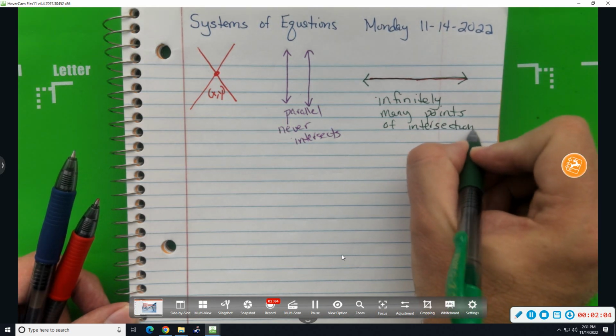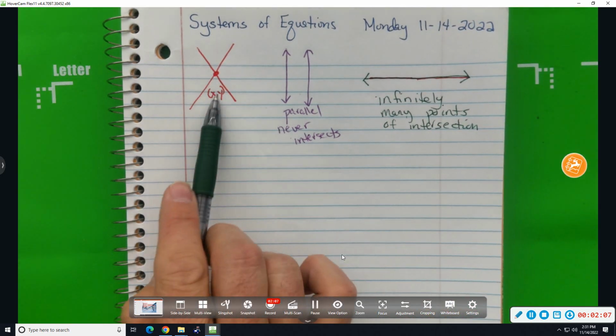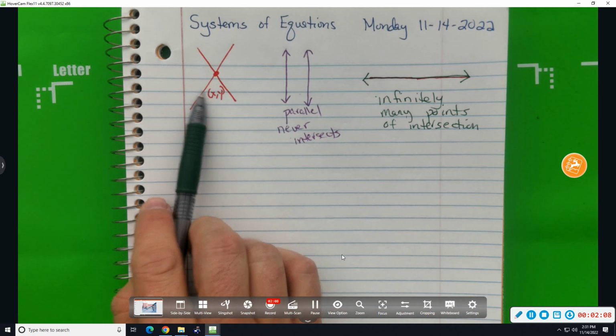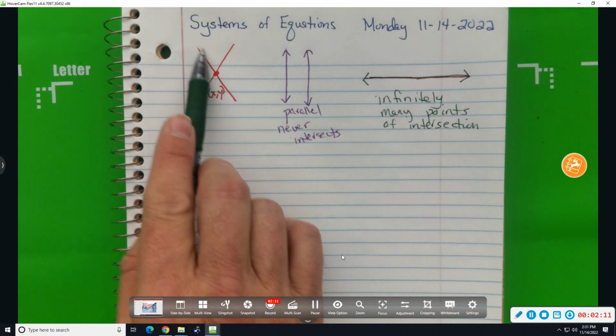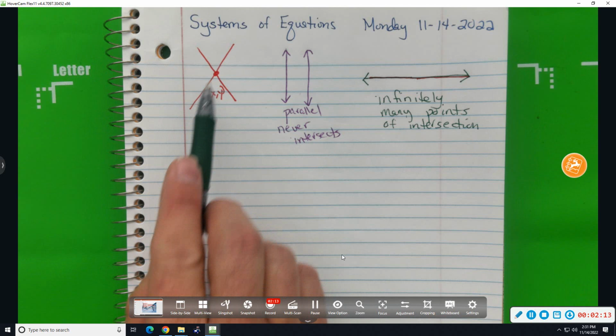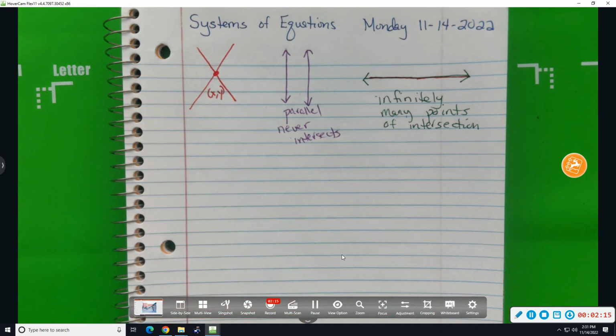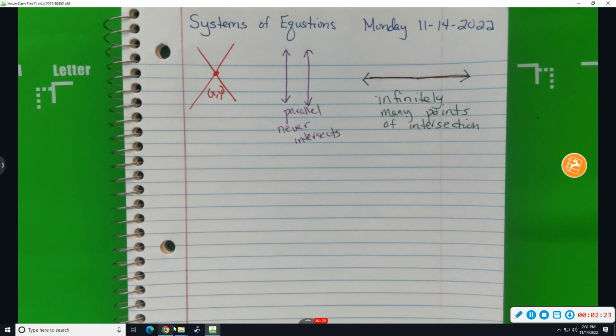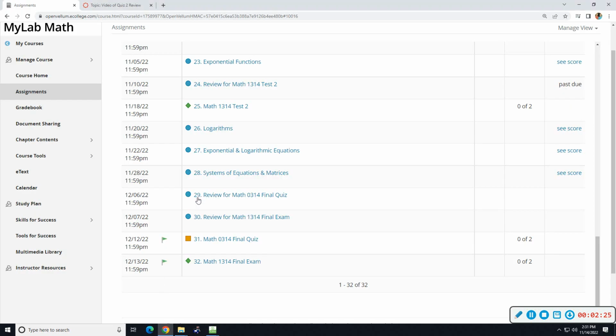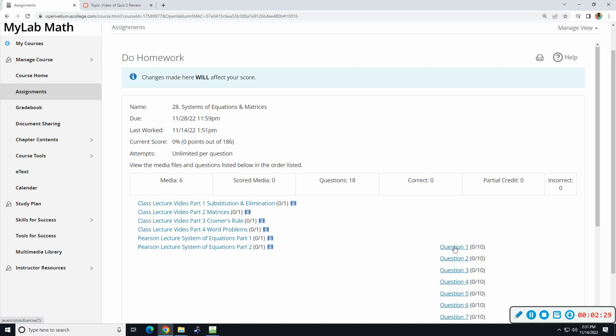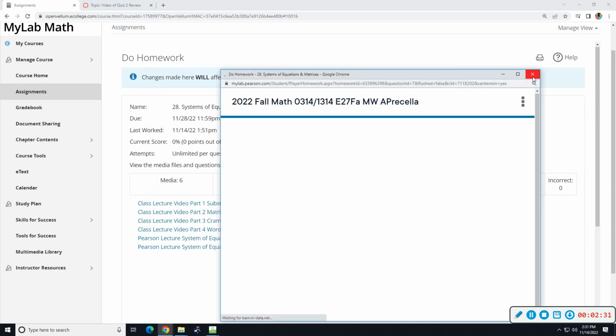What we're going to be looking at today is this first case here. That's the interesting case, where two lines intersect in 1 point. We're going to have several techniques for finding these points of intersection. And the first technique that we're going to use is something called substitution.